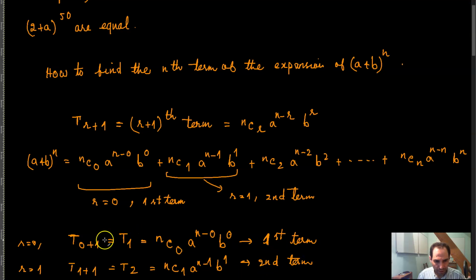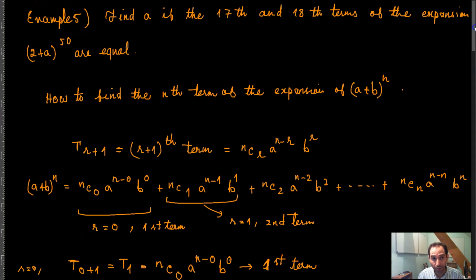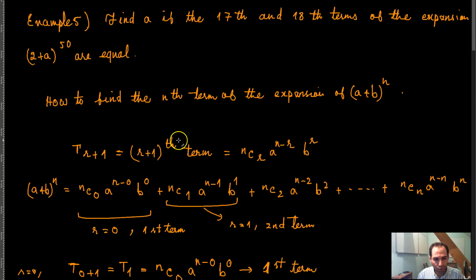So that means that when T of r plus 1 becomes T of 1, you will find the first term, and if T of r plus 1 becomes T of 2, you will find the second term, right? And that depends on the value of r. So now we can use this information in order to solve this problem, right?